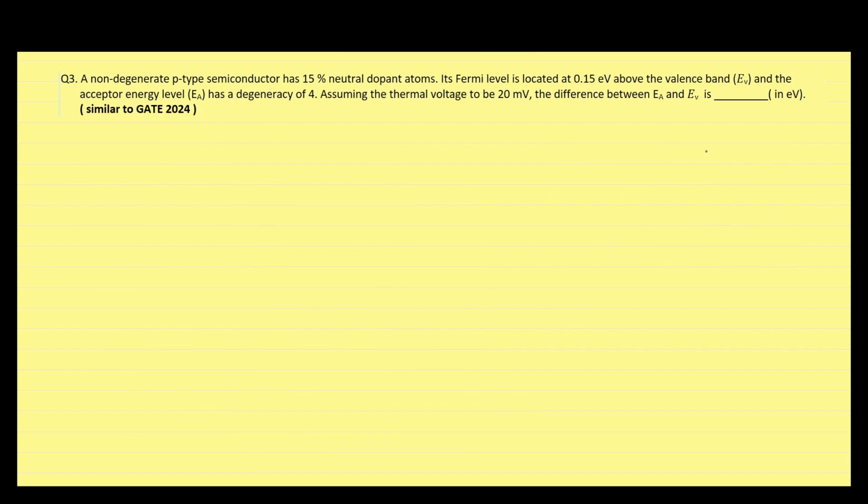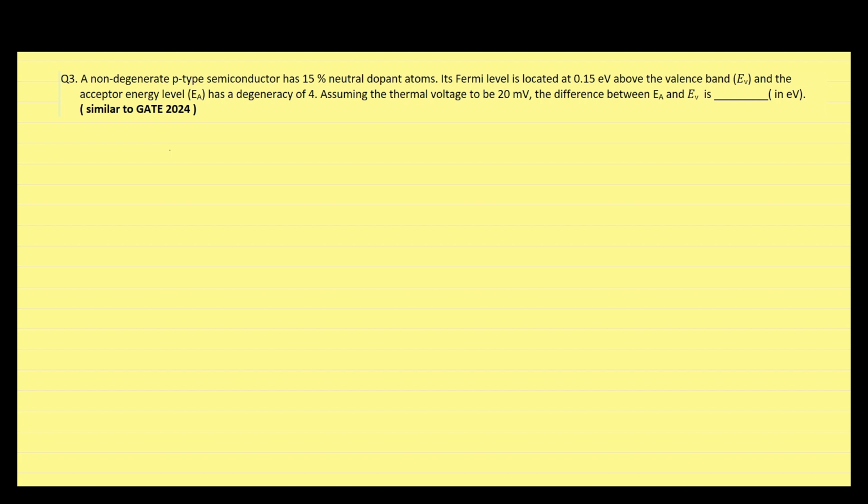A non-degenerate p-type semiconductor has 15% neutral dopant atoms. Its Fermi energy level is located at 0.15 electron volt above the valence band energy EV, and the acceptor energy level has a degeneracy of 4. Assuming the thermal voltage to be 20 millivolt, the difference between EA and EV is.